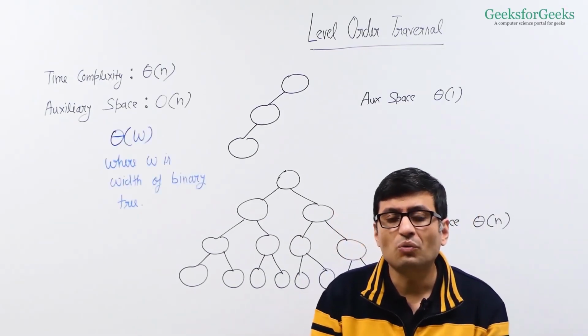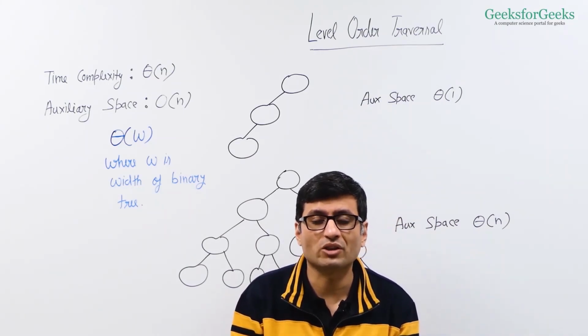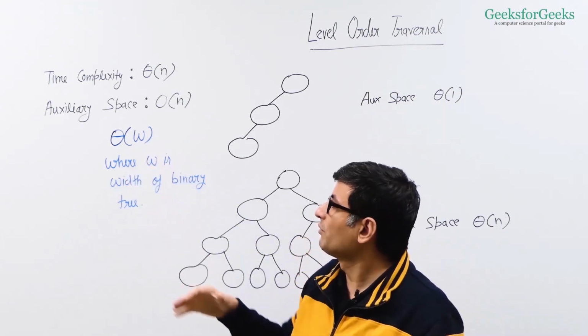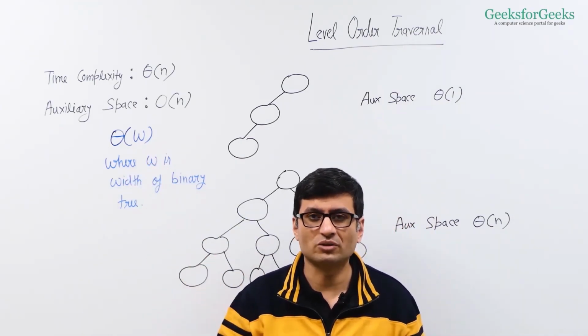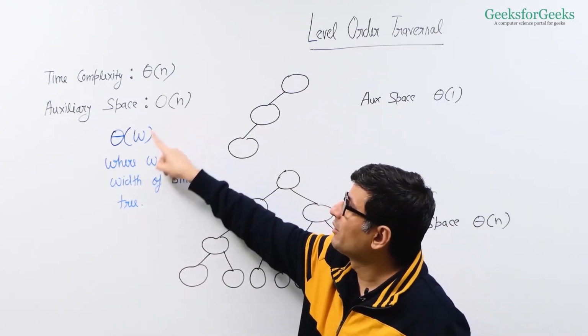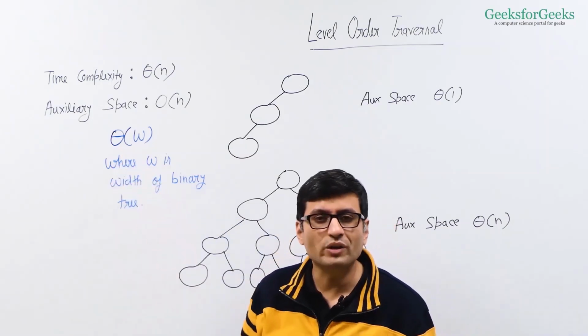So in general, we can say that auxiliary space requirement for level order traversal of binary tree is theta of W, where W is width of binary tree, and this W can go up to n, it can be 1 also. So if you want to use big O notation, then we can say big O n, but if you want to use theta, if you want to be accurate, we can say it's theta W, where W is width.